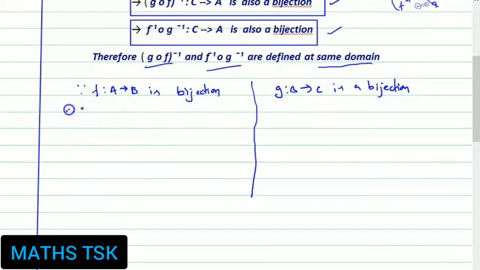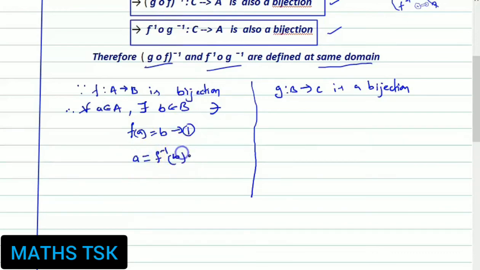Therefore, for each a belongs to A, there exists b belongs to B, such that f(a) is equal to b. This is number one. Since f(a) is equal to b, a is equal to f⁻¹(b). This is number two. Similarly, this is the definition of onto or bijection. Since it is a bijection, for each a there exists b.